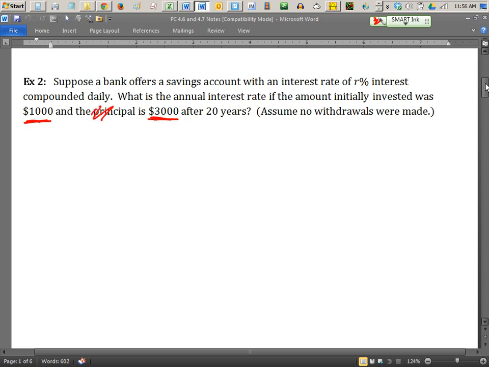Don't worry about the word principal. That's not P. That's just how much is there in the end. Okay, maybe I should use the word balance there. But the point is you always put the final amount on the left anyway. So you do 3,000 equals 1,000, and then 1 plus r over n to the nt. Now we're waiting 20 years.